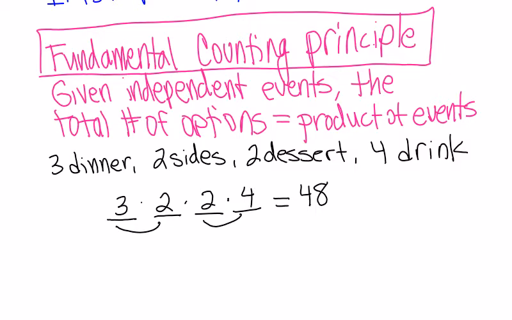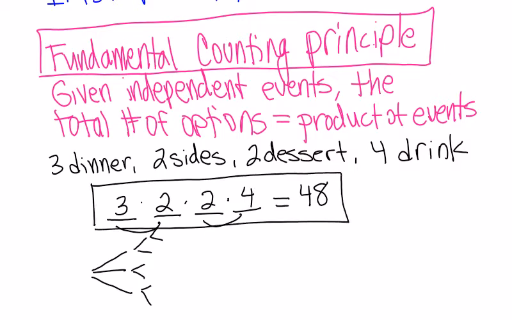Now, when you were in geometry, you may have seen this using T-charts or a branching idea, which you would have said for dinner, you have 3 choices. For a side dish, you have 2 choices. For dessert, you have 2 choices, and so on. But when these get too big, doing this little tree branch idea doesn't work out very well. So understanding this fundamental counting principle becomes an important way to solve problems.